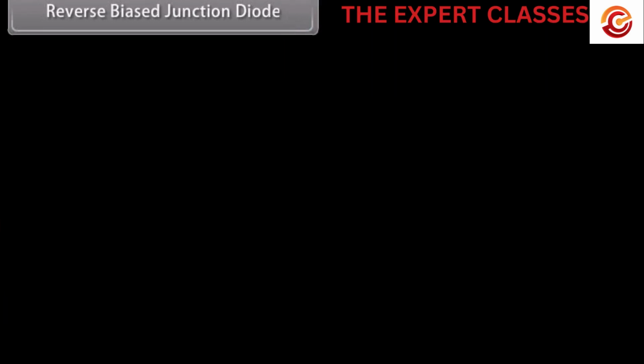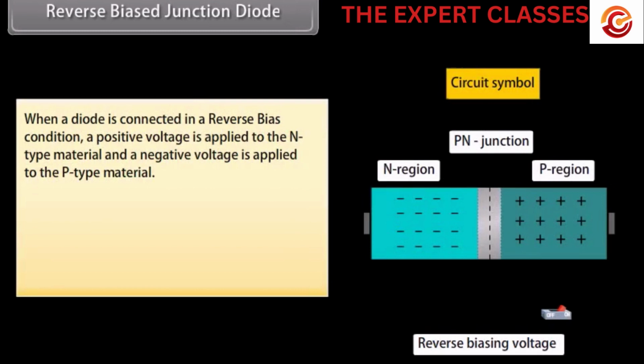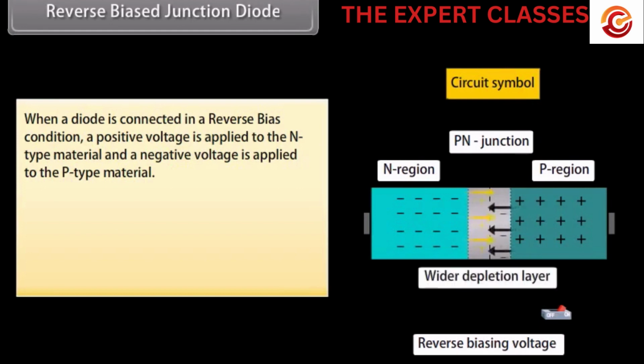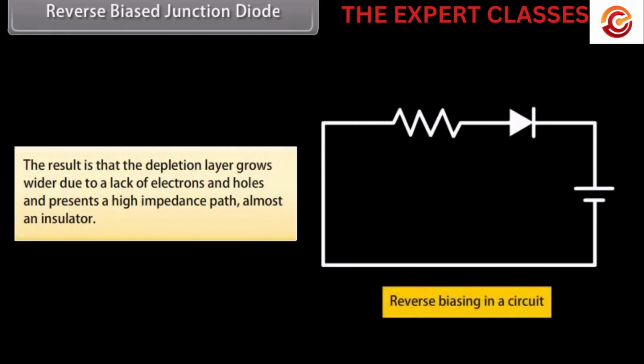Reverse biased junction diode. When a diode is connected in a reverse biased condition, a positive voltage is applied to the n-type material and a negative voltage is applied to the p-type material. The positive voltage applied to the n-type material attracts electrons towards the positive electrode and away from the junction, while the holes in the p-type end are also attracted away from the junction towards the negative electrode. The result is that the depletion layer grows wider due to a lack of electrons and holes and presents a high impedance path, almost an insulator.